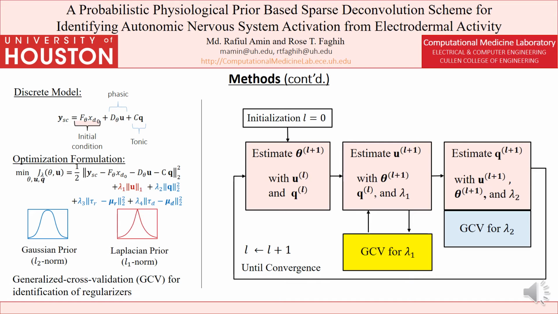We obtain the discretized model as well as the optimization formulation. In the optimization formulation, we considered physiological priors: the sparsity prior on the brain signal U, the smoothness prior on Q, the tonic component coefficients, and also the Gaussian prior on the physiological system parameters. We utilize a coordinate descent approach to obtain all the unknowns. Here we also implemented the generalized cross validation, or GCV, approach to obtain the hyperparameters.